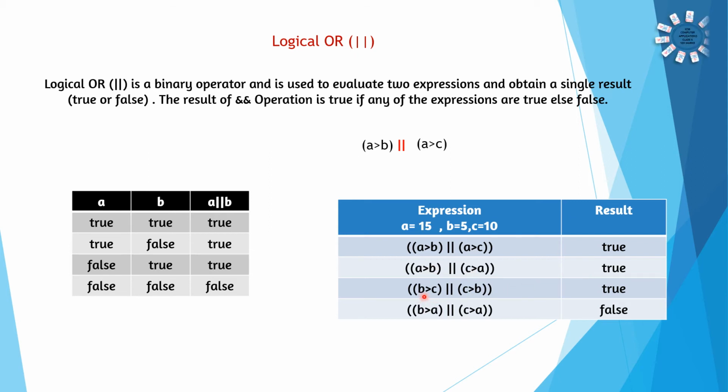Second one, B greater than C. In this case, the condition is false. And C greater than B, the second condition is true. First condition is false, second condition is true, so the result is true. And here B greater than A, condition is false, and C greater than A, condition is false. Both are false, so the result will be false. So if any true condition is there with the OR operator, the result will be true.